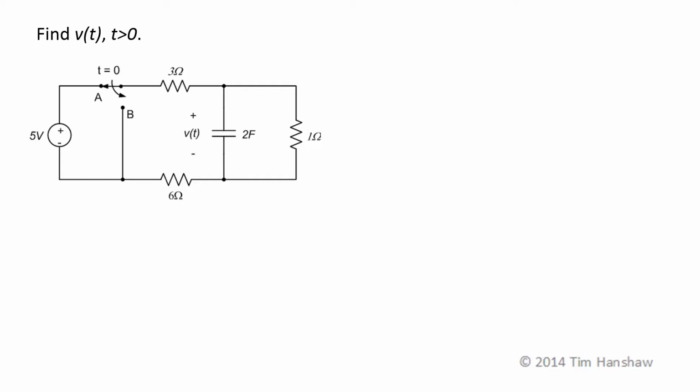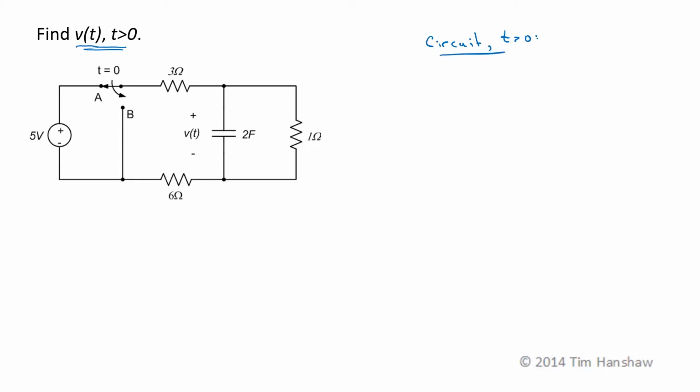The problem statement for this exercise is pretty easy. I just need V of t, which is the voltage across this capacitor, as a function of time for t greater than 0. First, let's look at the circuit and see what's going on. So let's take a look at the circuit for t greater than 0.